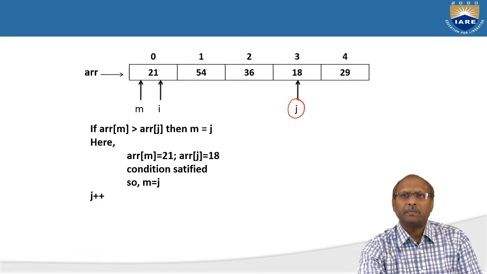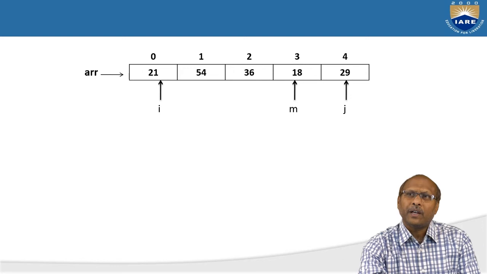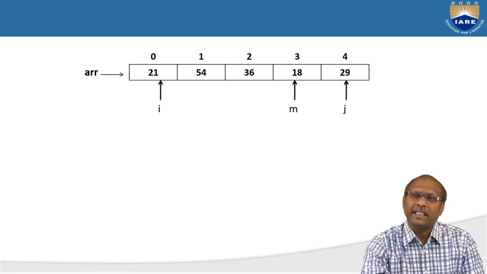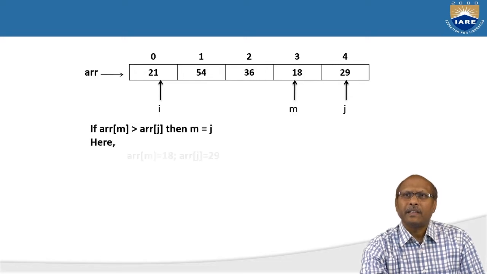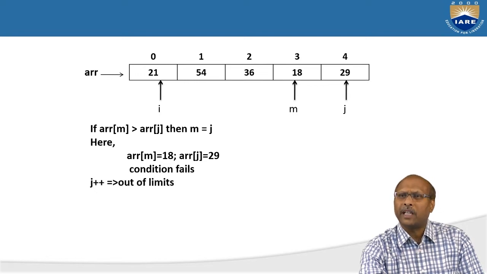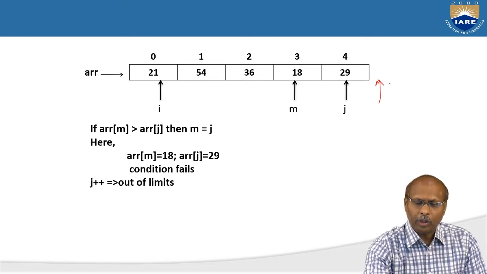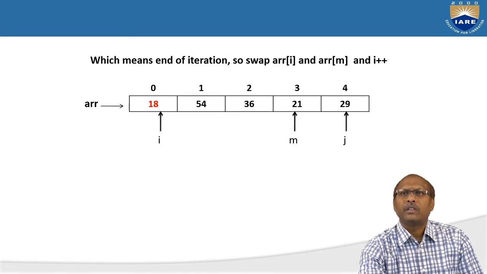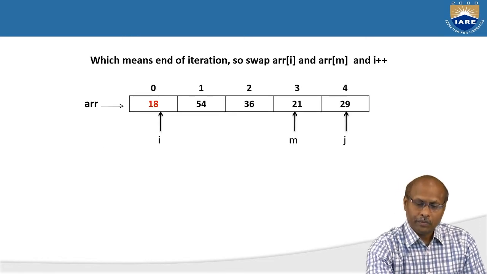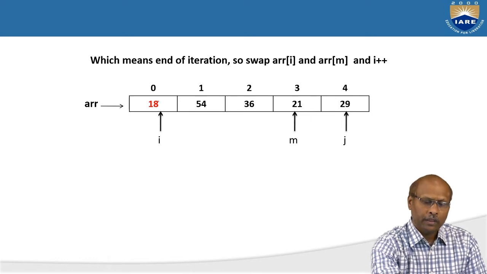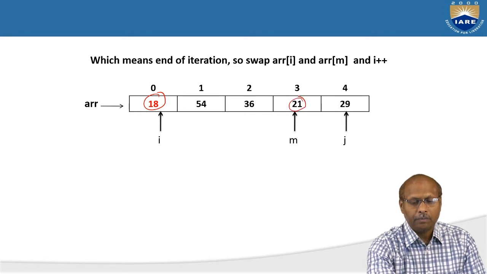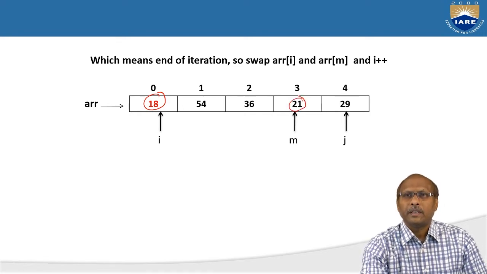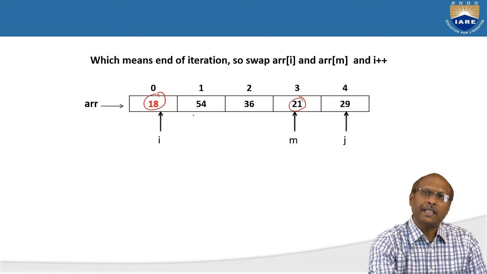Now j++. j has gone to the next. Now here j is 4, the last position. Now you compare: is 18 greater than 29? No, the condition fails. If the condition fails, no need to remember. j++. Now j has gone out of the boundary. If j has gone out of the boundary, it says this iteration is over. So swap it. The smallest element was 18. The 18 has come to the 0th position, and 21 has come to this place. So these two are swapped. Now the first iteration means the first item is already sorted.